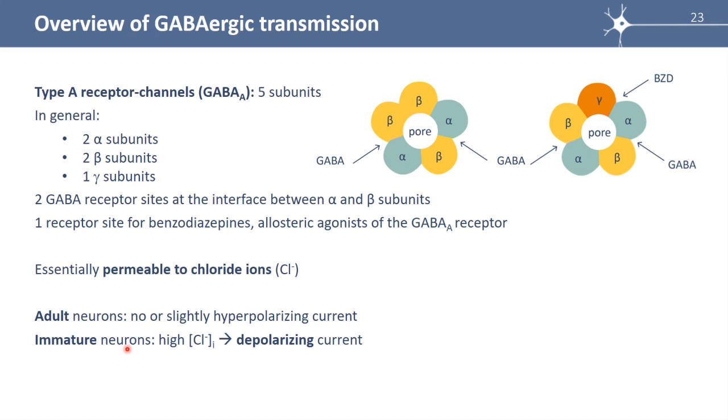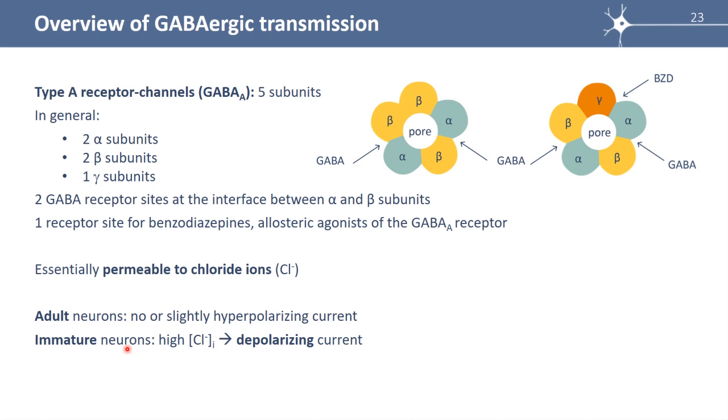In general, when the channel opens, the chloride current hyperpolarizes the membrane, especially in adult brain neurons. Sometimes this hyperpolarization is very small or even non-existent, and we speak of silent inhibition. We will see in the next chapter the effect of such silent inhibition.